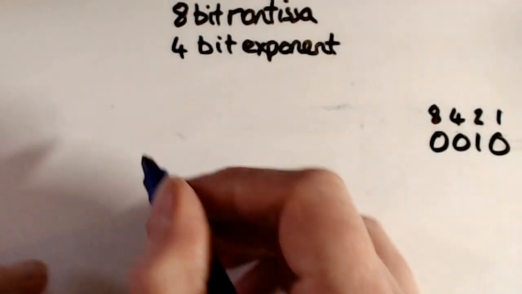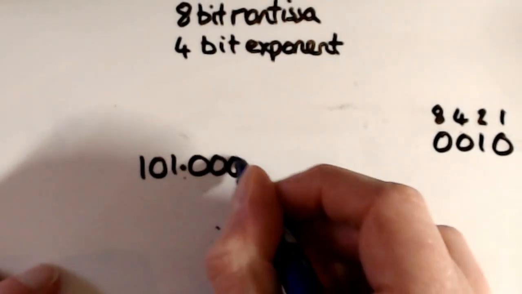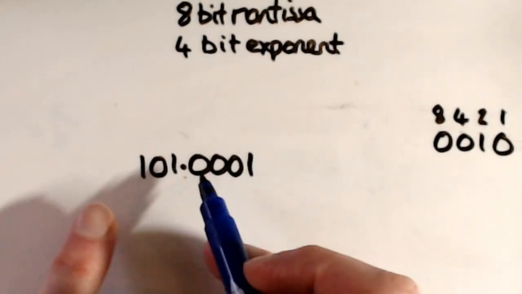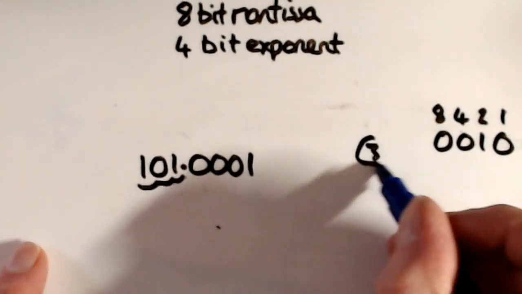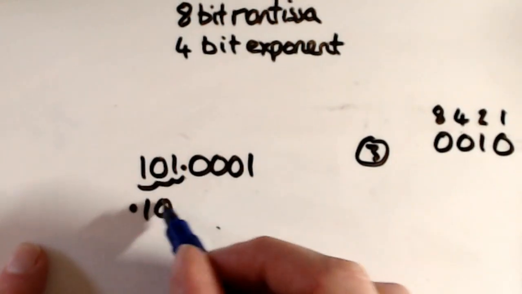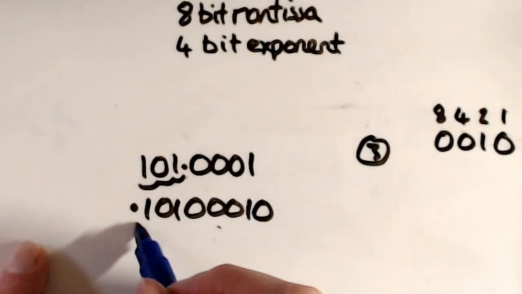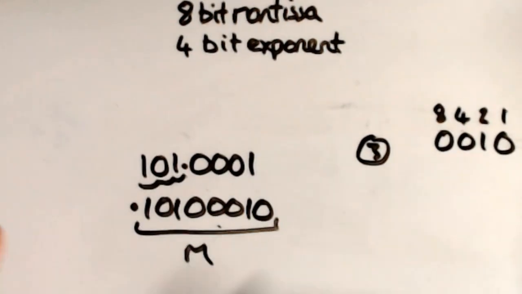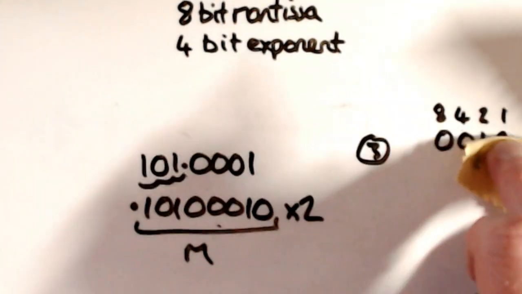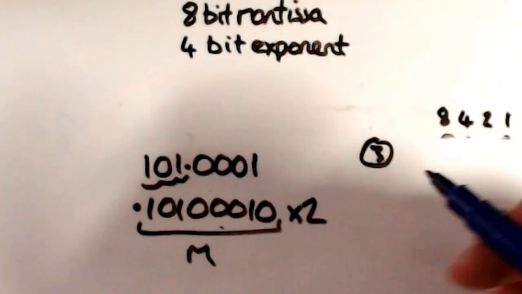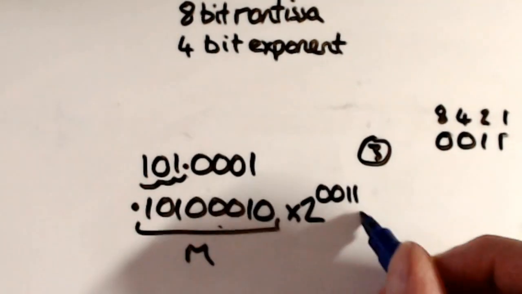So, this question D was 1, 0, 1, 0, 0, 0, 1. Okay, and you can tell that's not going to be 8 bits, okay? But we'll move this 1, 2, 3. So we'll end up with the decimal point there. We're a bit short, so we'll just put a 0 there. That's your mantissa. Okay, so your mantissa doesn't include the decimal point, okay? Times 2, because it's binary, we need to represent 3. That's from our last question. So 3 is 0, 0, 1, 1. And that's your exponent.